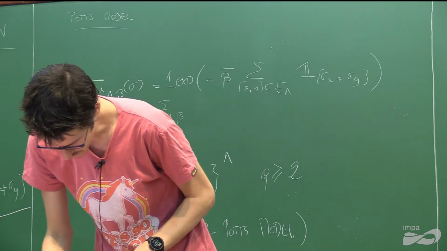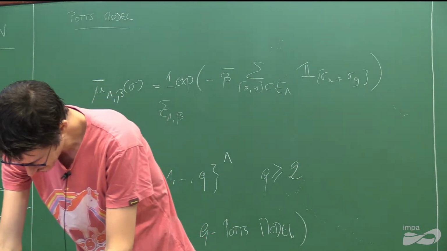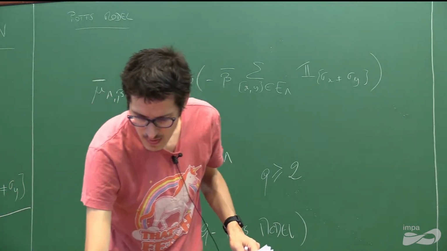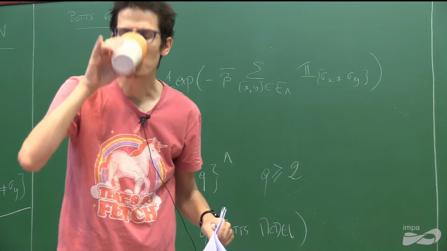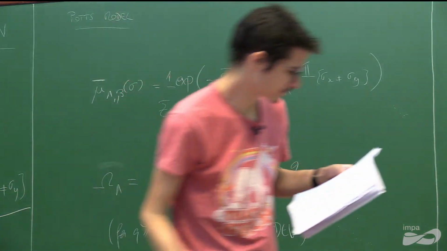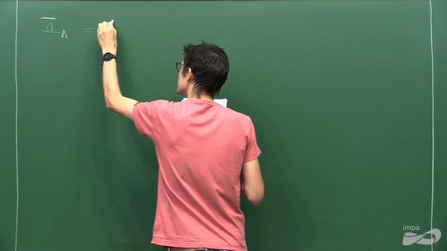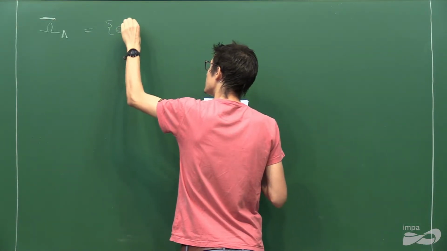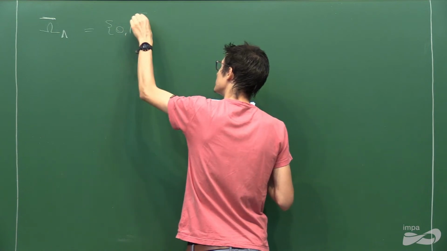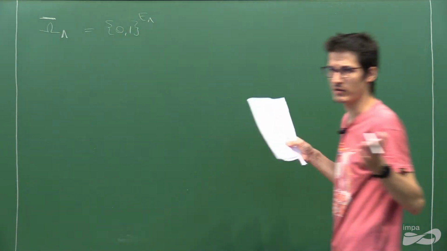Okay, so let's consider now Omega Lambda, which is {0,1}^{E_Lambda}. We are looking at the percolation model.